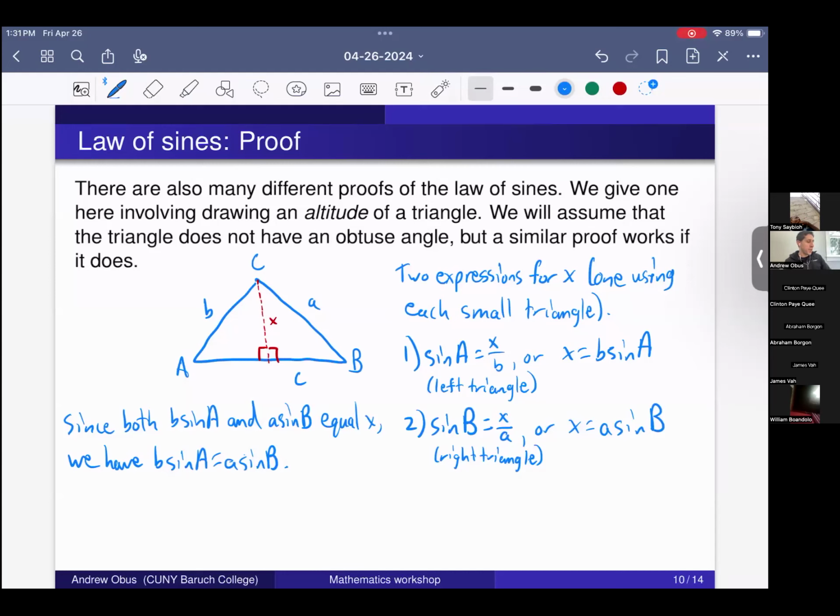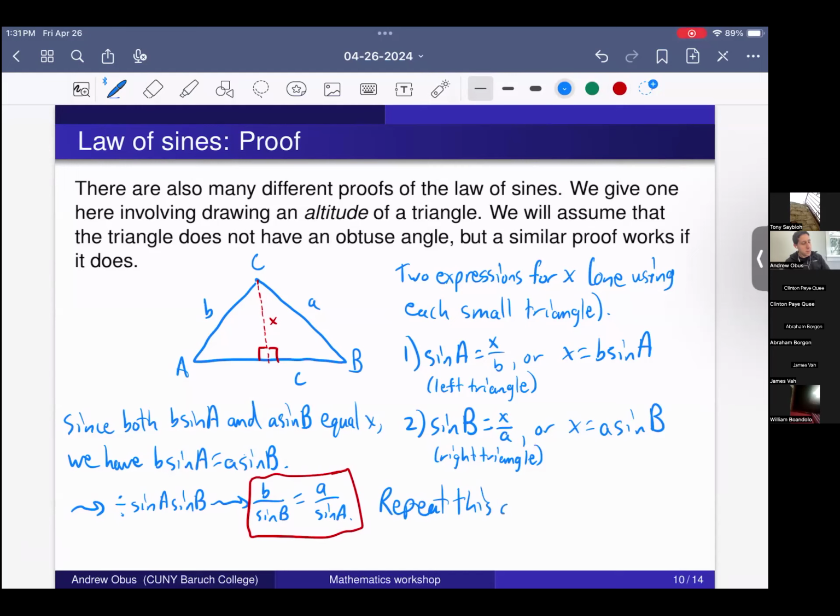And then we can divide the equation by sine A sine B, and we exactly get that B over sine B equals A over sine A. That gives us just one of the identities, but you can just repeat this argument for any pair of sides. Okay, so this is why.